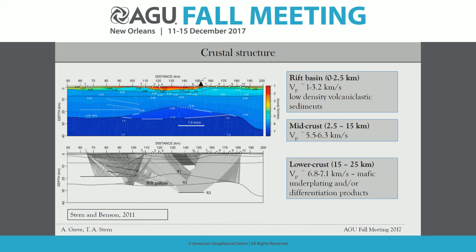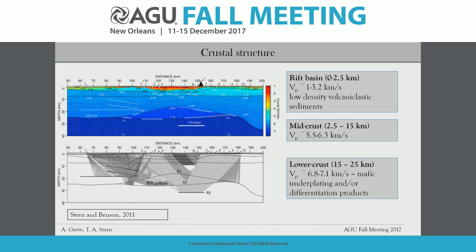And while I'm not going to talk about the seismic data in detail, I'd just like to outline the main features. So the interpretation of the authors is that of a roughly 25 kilometer thick crust beneath the rift system that features an upper crustal rift basin of up to 2.5 kilometer depth that is infilled by low seismic velocity and possibly low density volcanoclastic sediments. And it also features a subcrustal rift pillow that's up to 10 kilometers thick.